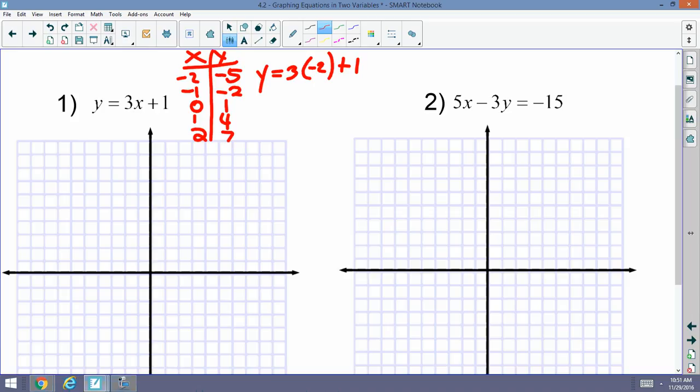So now we've got negative 2, negative 5. 1, 2, 3, 4, 5. I got negative 1, negative 2. 0, 1. 1, 4. And 2, 7. And now I literally connect the dots, and that's my line.